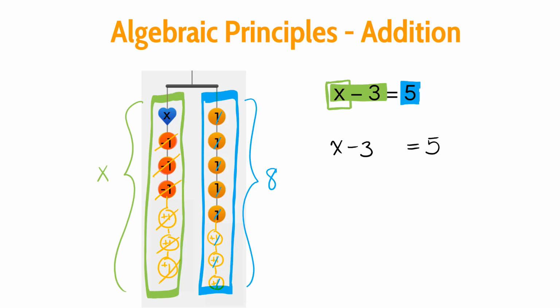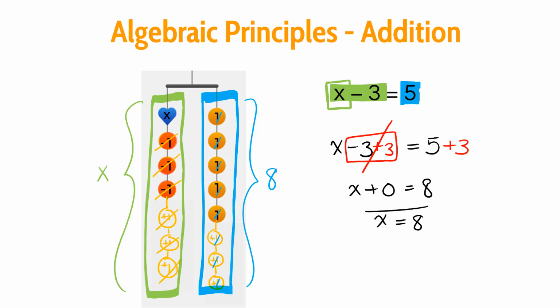So let's apply the addition principle by adding 3 to the left and the right-hand side. On the left, we have a minus 3 plus 3. These cancel each other out to give you 0. So now I can rewrite this as x plus 0 is equal to 5 plus 3, which is 8. x plus 0 is just x equals 8. And this is what we've learned with our mobile. So the value of x should be 8.